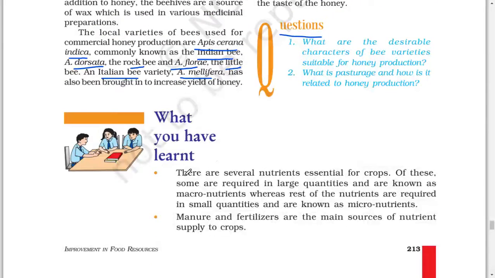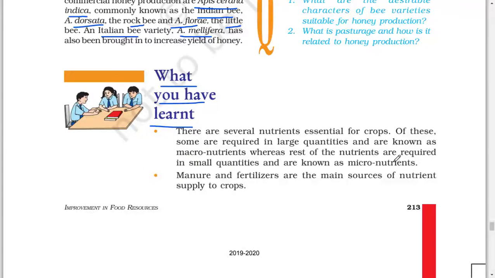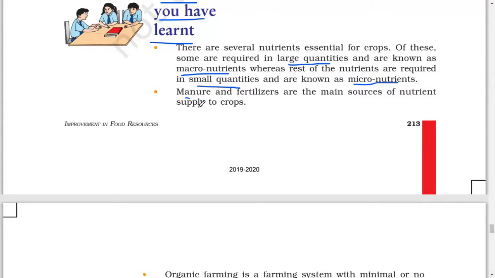What you have learned. There are several nutrients essential for crops. Some are required in large quantities and are known as macronutrients, whereas the rest are required in small quantities and are known as micronutrients. Manure and fertilizer are the main sources of nutrient supply for crops.